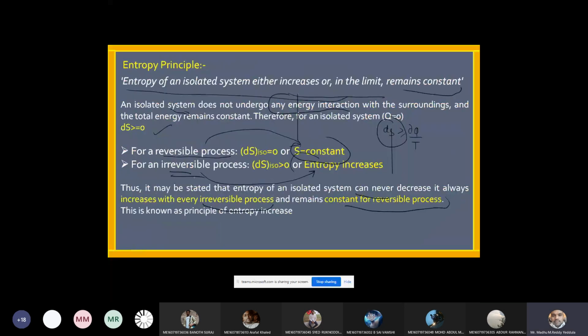Clear this one, entropy principle? For reversible process, entropy is constant. For irreversible process, entropy increases. Okay, that thing you remember. So reversible process means it can be anything.